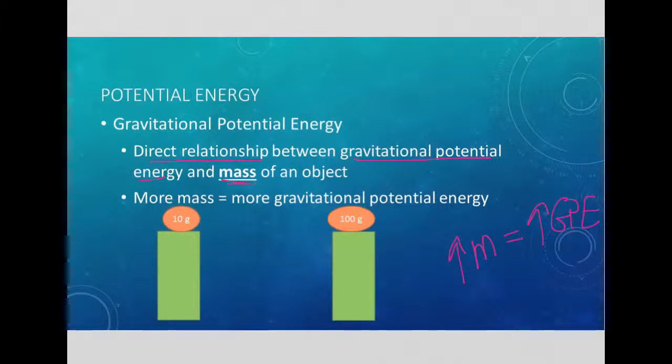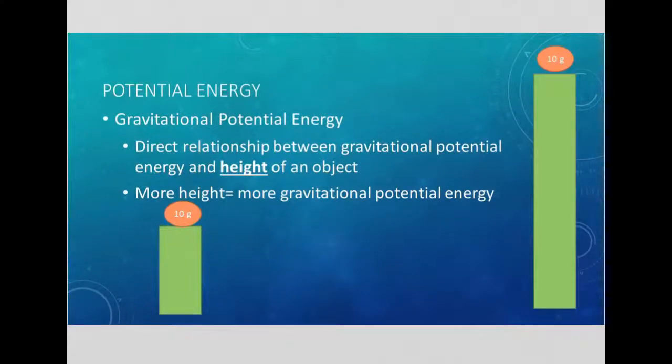And so here we have two items. They're at the exact same height. So in both cases we might have a height of h. But here the one on the left is a 10-gram mass, and the other one is a 100-gram mass, and so therefore the one on the right will have more gravitational potential energy than the one on the left.